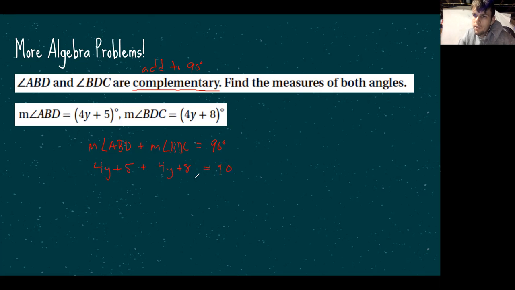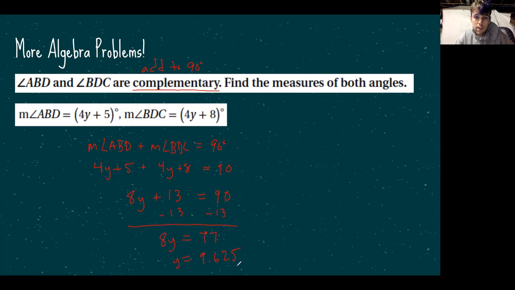And now it becomes a matter of solving again. So feel free to pause it and do this on your own, or just check your answer with what I get. All right, 90 minus 13 is going to be 77. And then dividing by 8, so 77 divided by 8, we're getting 9.625.